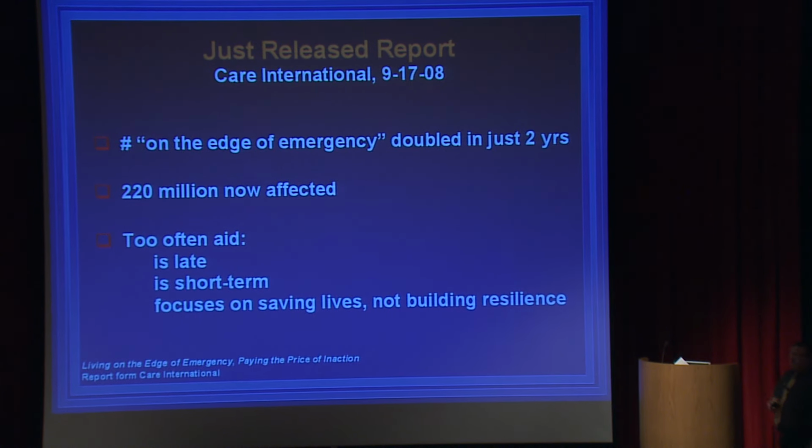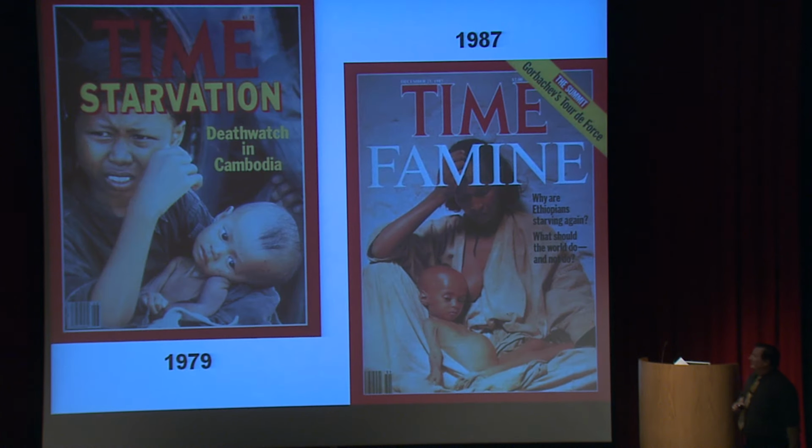And too often, they said, the aid that world governments give is late, short term, and it doesn't focus on helping cultures survive in the long term, but basically just throws food at them, and it may help solve the problem in the short term, but of course doesn't help in the long term. So this report was very critical of the lack of attention to this by the world, and also the way aid tends to be given. And we'll come back to the aid later on.